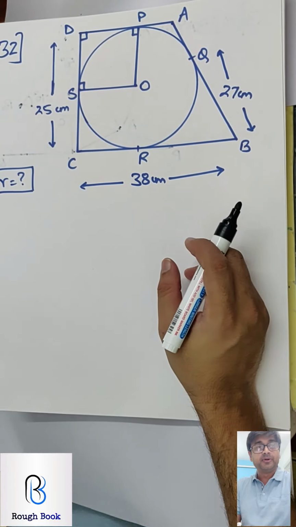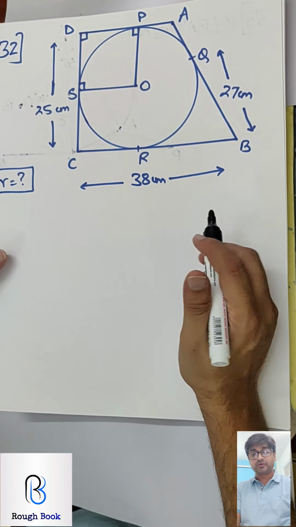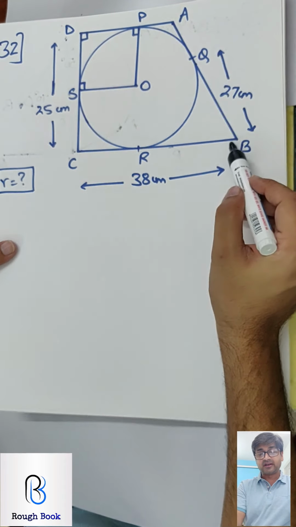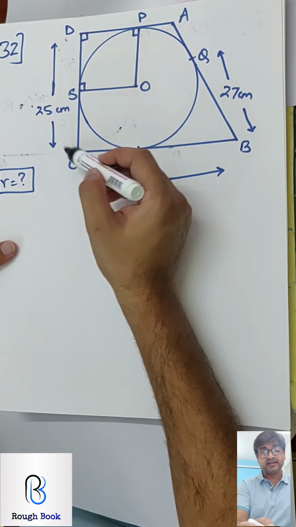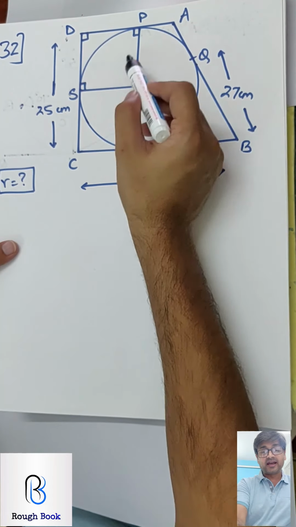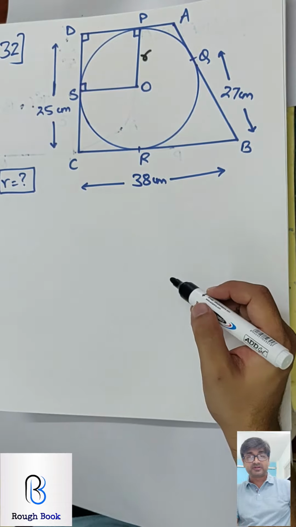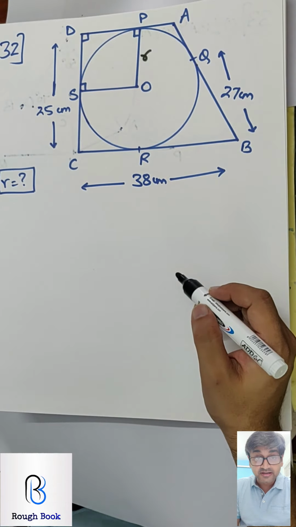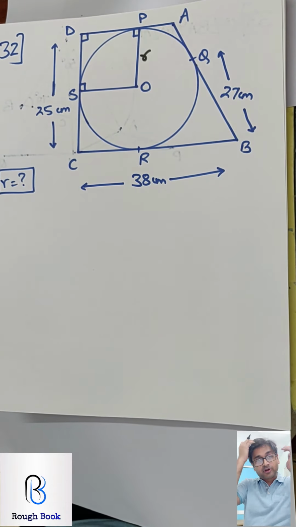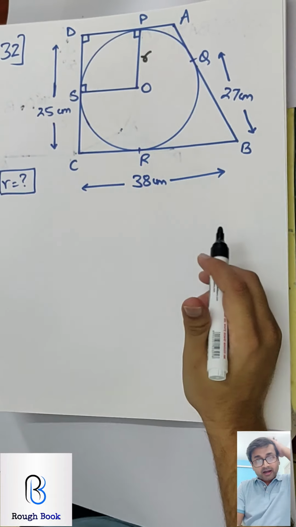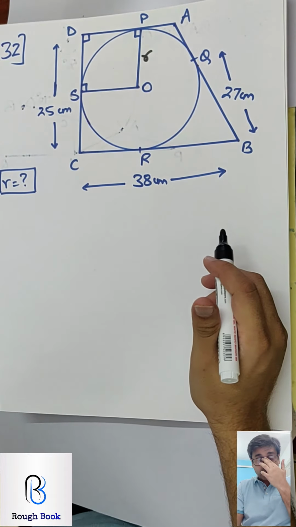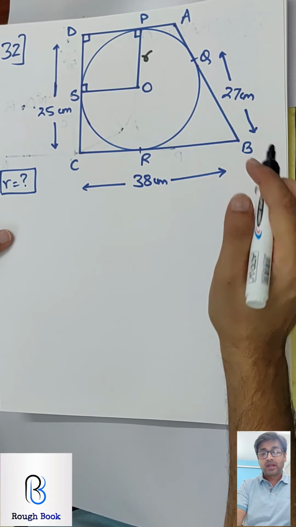Now sums are all simple. If you use your brains, 100% you will get it. BQ is 27, BC is 38 and DC is 25. These three angles of 90 are already given to you. Your target is to find the radius of this circle. Can you do it? It's really simple. Just look at the question carefully, not at me. Look at the question carefully and 100% you will get it.